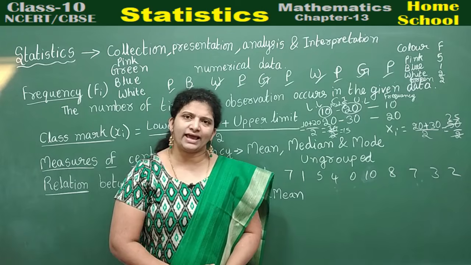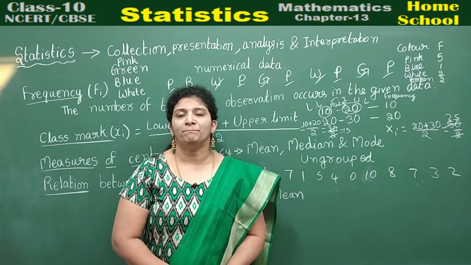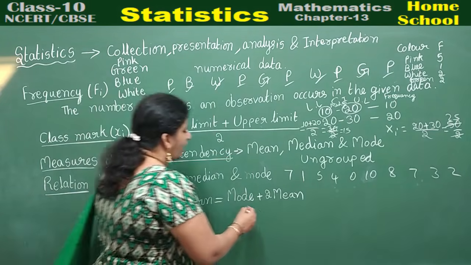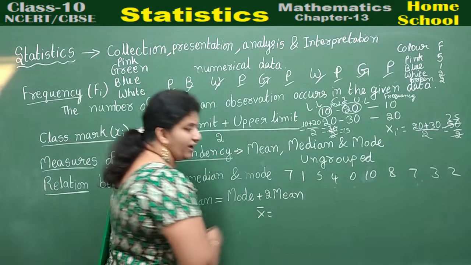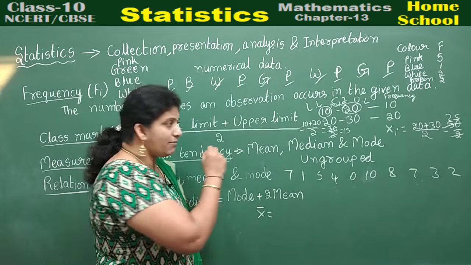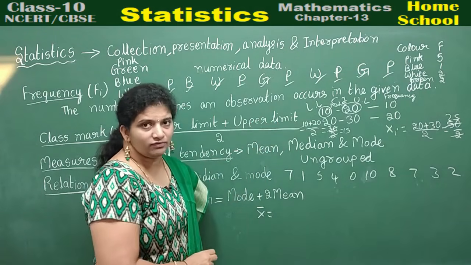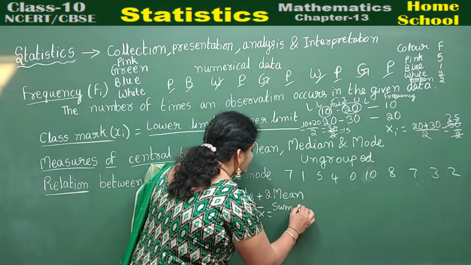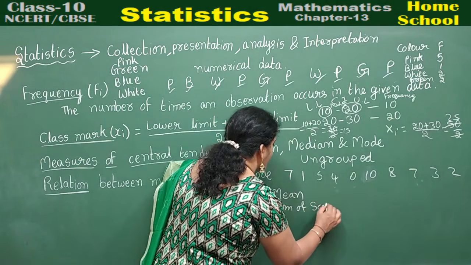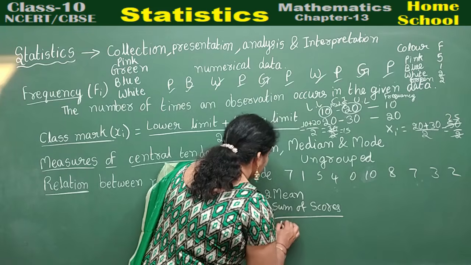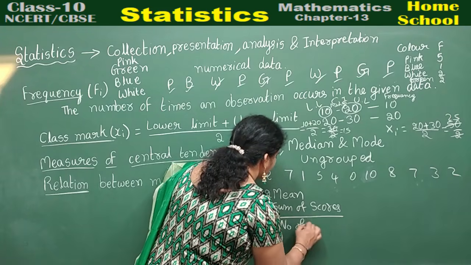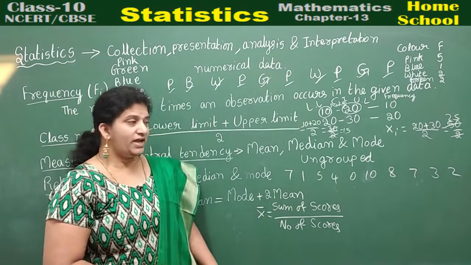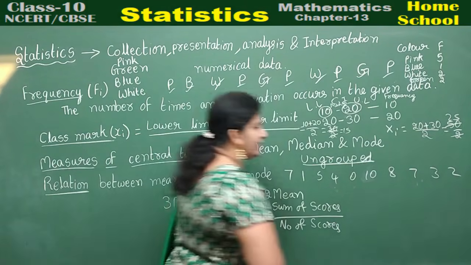In our previous classes, we know about the mean, median, mode. How did we calculate for ungrouped data? Mean, how did we calculate, children? Mean is represented by X bar, is equal to sum of the scores by number of the scores. Sum of observations you can write, or scores you can write. Sum of scores by number of scores. This is the mean for ungrouped data.